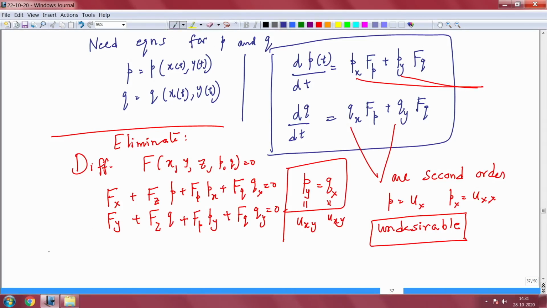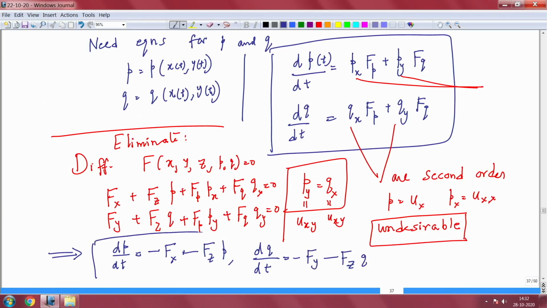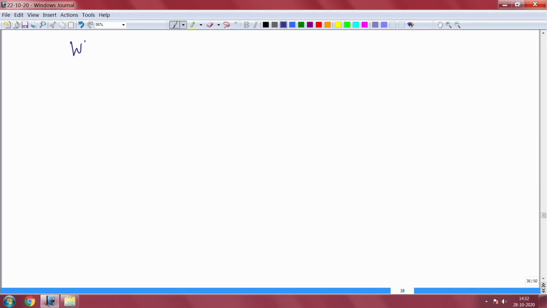So, by eliminating, it will imply dp by dt is equal to minus F_x minus F_z p, and then you will have dq by dt equal to minus F_y minus F_z q. So, you see you have 5 sets of equations, but how do you solve it and what is the geometry? I want to get what is the geometry now.